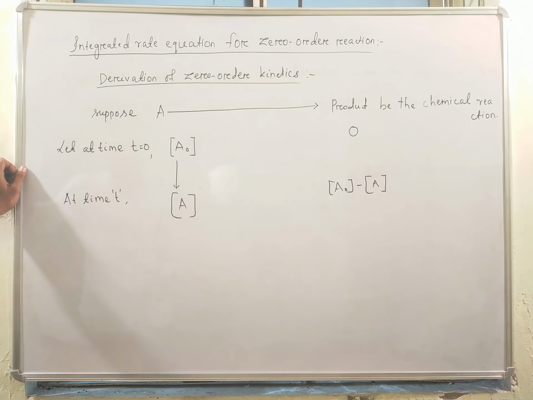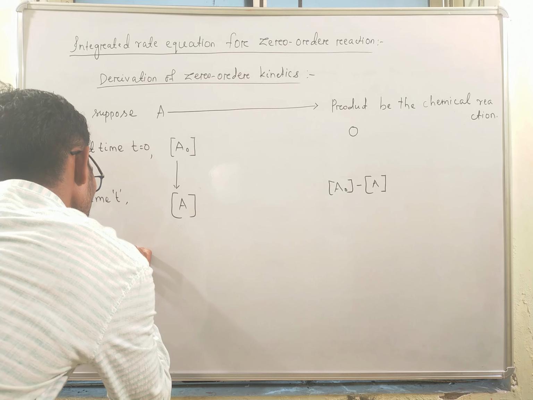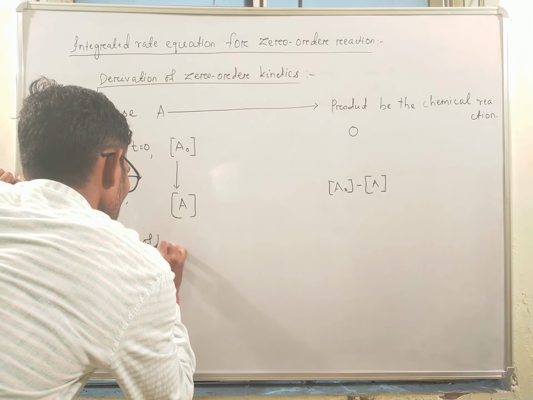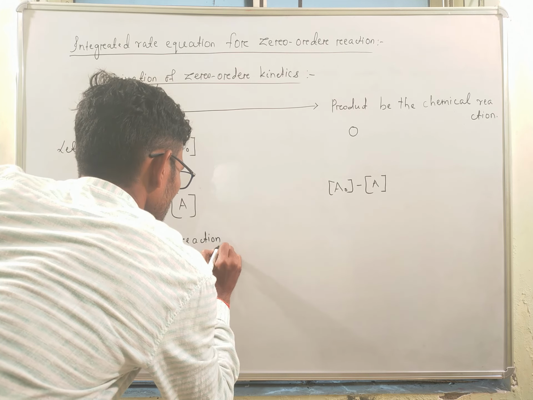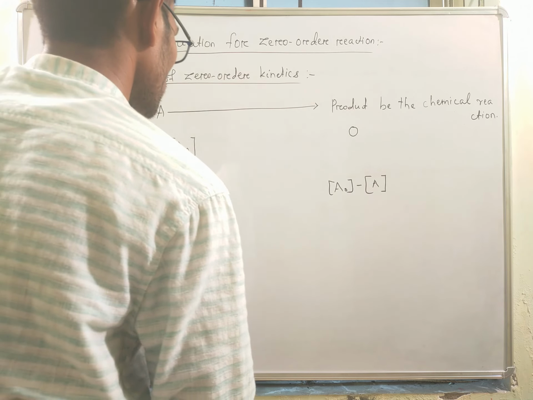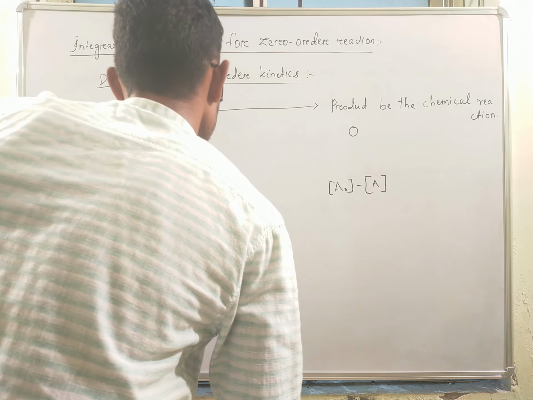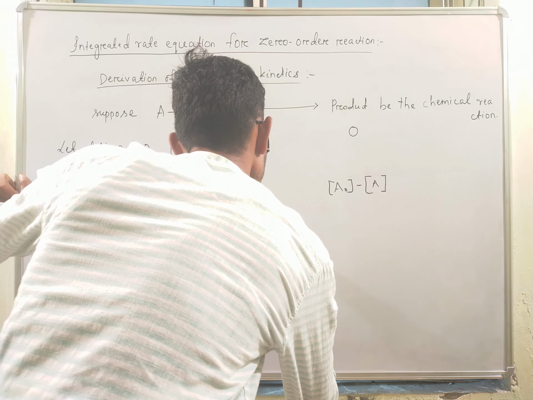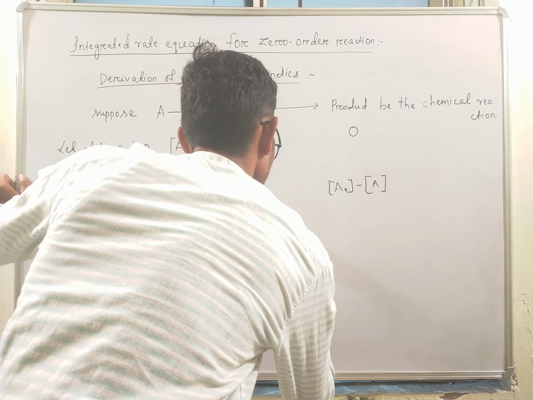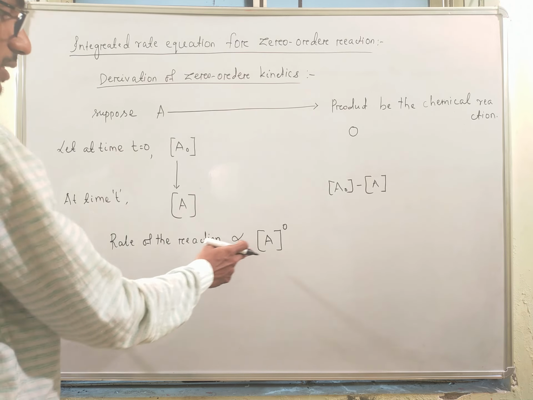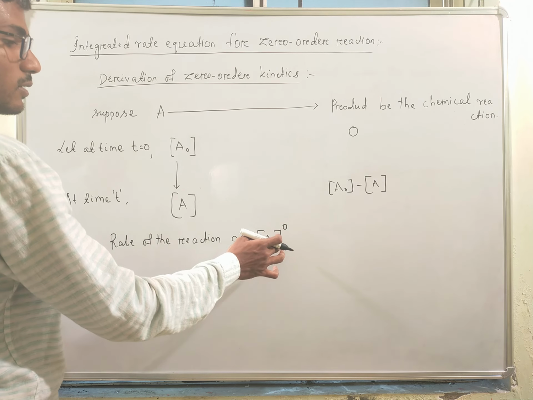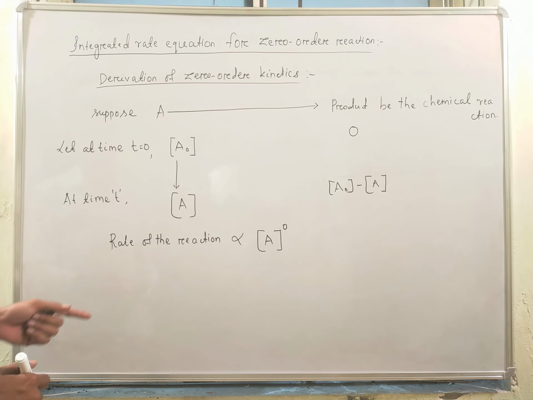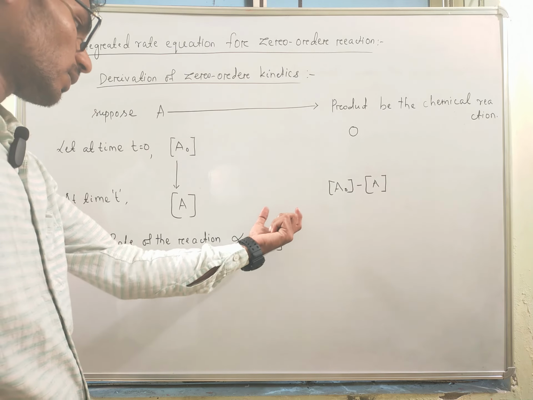We know for a zero order reaction, the rate of the reaction is directly proportional to A to the power 0, because the rate of the reaction doesn't depend upon the concentration of reactant. So for a zero order reaction, the power of A should be 0. So the rate of reaction is directly proportional to A to the power 0.